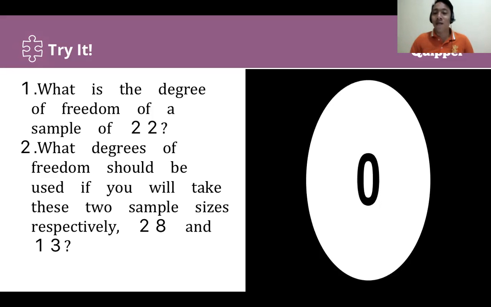Okay, 2 minutes is already finished. Let us answer this one. In the first activity, what is the degree of freedom of a sample of 22? Since we only have one sample size, which is 22, what will be the degrees of freedom? It's easy. 22 minus 1. So the answer here is 21.